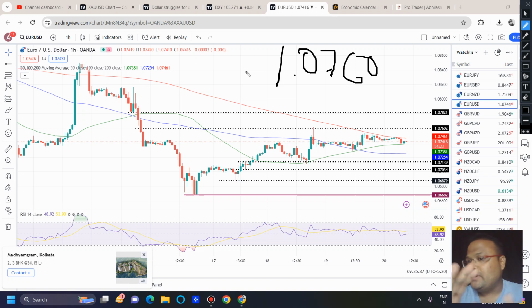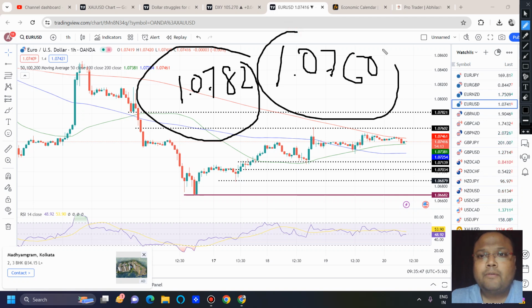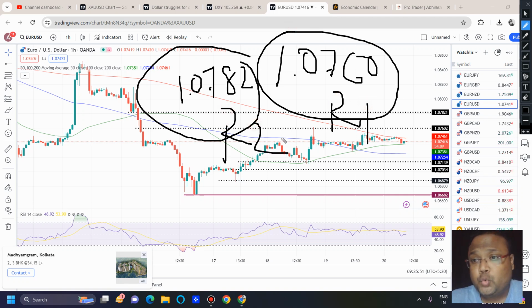If market reverses, we can look for a sell around 1.0760, and the second selling opportunity is at 1.0782. So this is our first resistance, and this is our second resistance, R2. After news, if market is very volatile and surprises us, then obviously forget about the technicals, go with the flow, and try to follow the trend of the market.